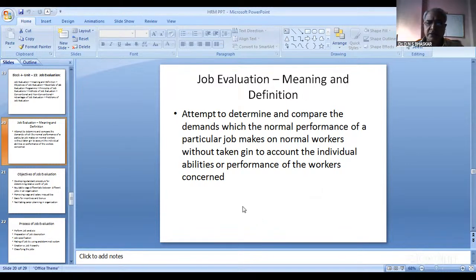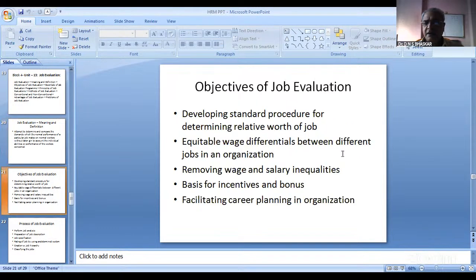We are not going to analyze the person who is doing this job here. We are going to evaluate the job only, job alone.